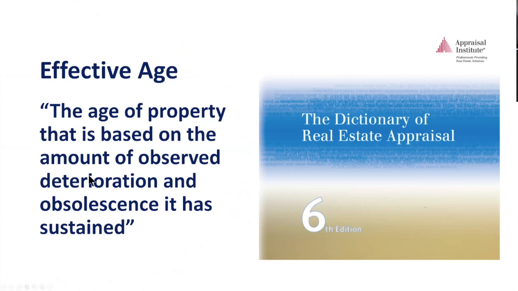Now notice it's deterioration, that's physical, but it also includes obsolescence. That could be external or functional, right? It could have brand new green carpet, which has no value in the market. It's not worn out carpet, but it's green carpet. So it doesn't have value maybe in a certain market.